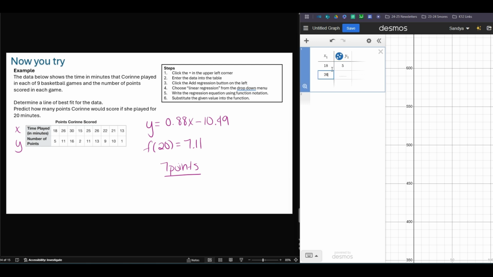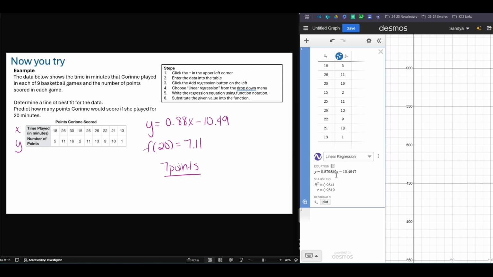So I'm going to enter this data so you can see where I got this equation from. And now I'm going to do add regression, and it does give me the linear regression. You can see I went ahead and rounded to the hundredths place. So I have 0.88x minus 10.49. The R value is 0.98, so that's a pretty good fit for this data.